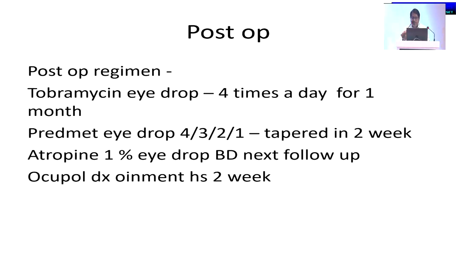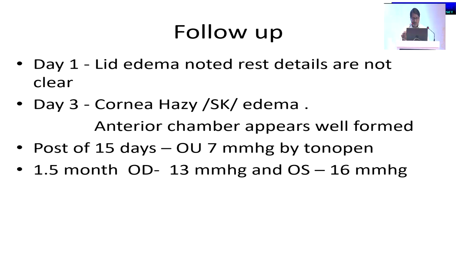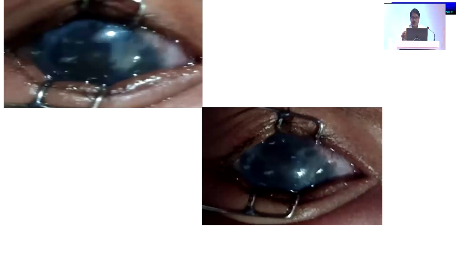On post-op treatment, tobramycin eye drops were given 4 times a day for 1 month, and Predmet eye drops planned 4, 3, 2, 1 in tapering dose over 2 weeks. Atropine eye drops continued until the next follow-up, and Aclopol DX ointment at HS for 2 weeks. On follow-up, day 1, lid edema was noted, details not clear. Day 3, cornea was hazy, SK edema present, anterior chamber well formed. At post-op 15 days, both eyes IOP 7 mmHg by Tonopen. At 1.5 months, right eye IOP was 13 mmHg and left eye 16 mmHg. That is the 1.5 months post-op image. The cornea was hazy and a little corneal opacity was also noted at 1.5 months.